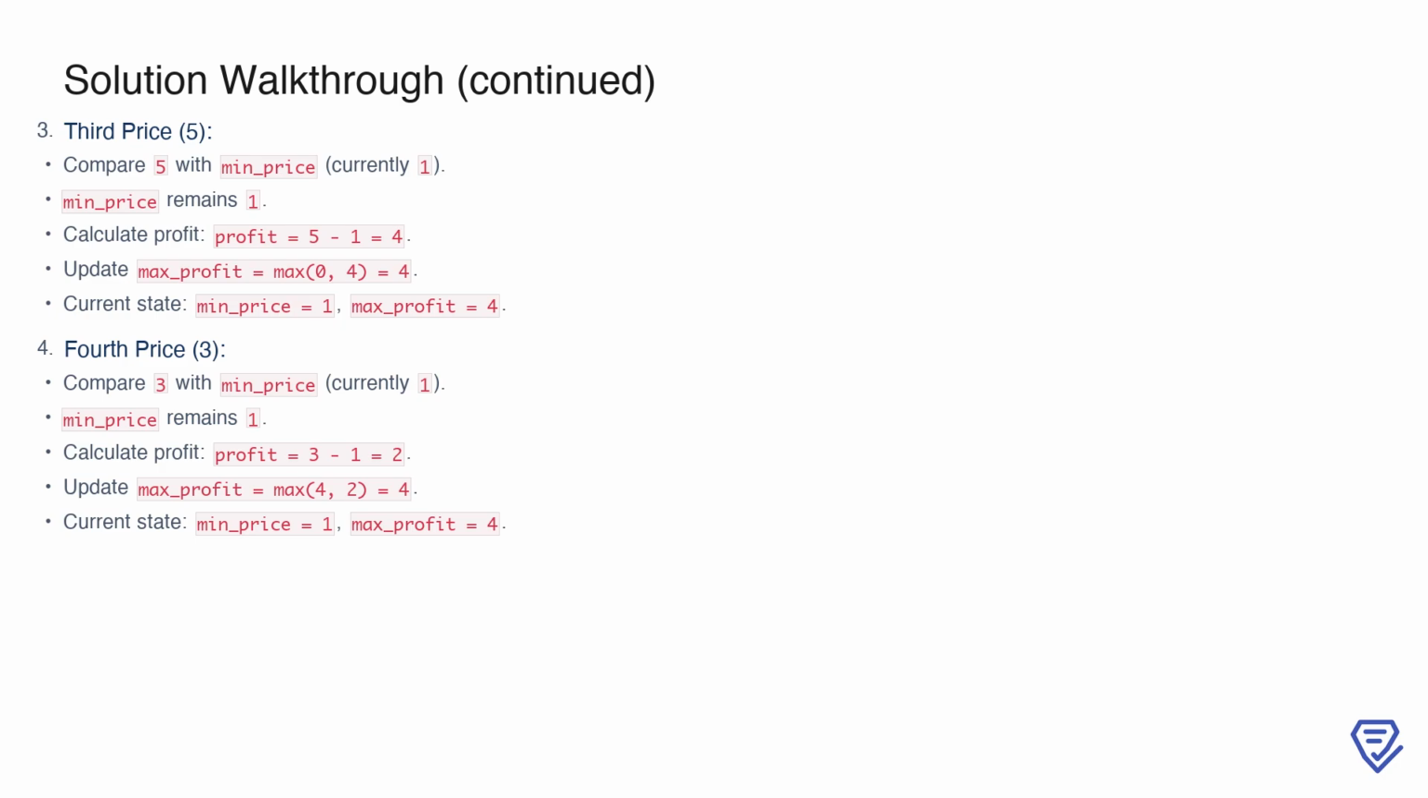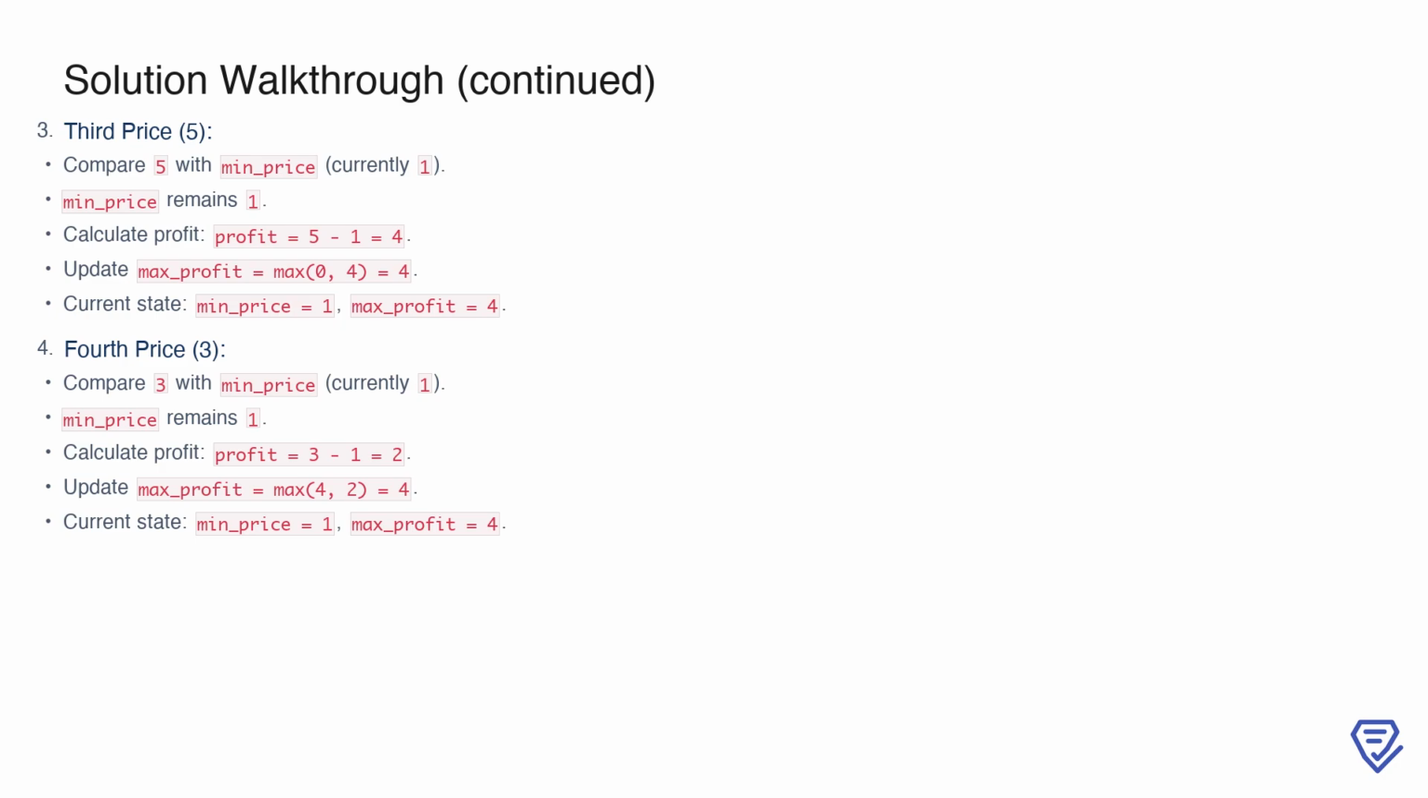Since 5 is greater than 1, the min_price remains unchanged. Next, we calculate the profit for this day as the difference between the current price and min_price, which is 5 - 1 equals 4. We then update max_profit by taking the maximum of the previous max_profit, which is 0, and the calculated profit, resulting in a new max_profit of 4. The current state becomes min_price equals 1 and max_profit equals 4.